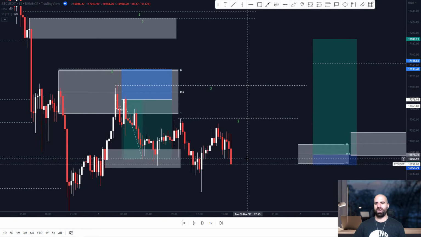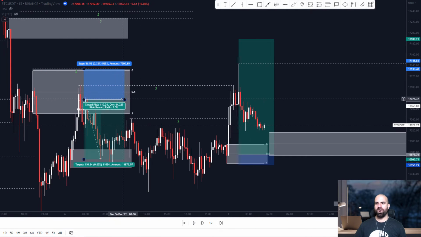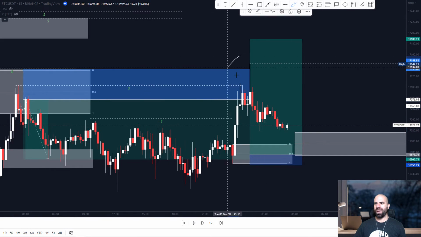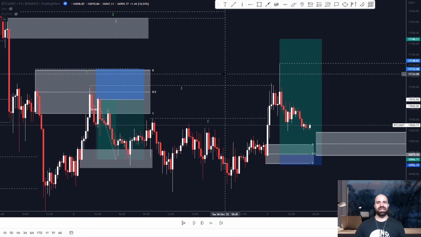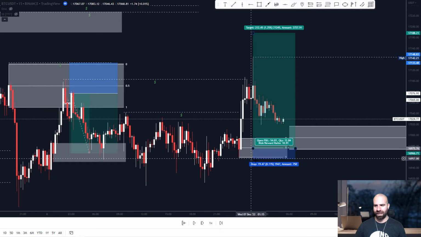This is what price is doing, manipulating traders out of their positions. And there you go, the extra grab of liquidity happened exactly right here with this wick. I would have taken a -1%, but instead I took a +1.95%, almost a 2% return.